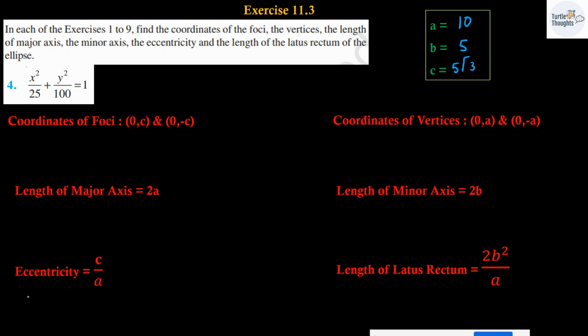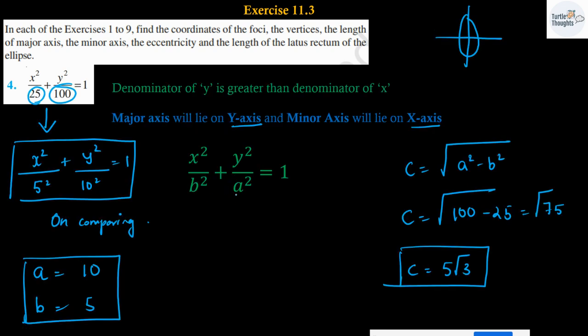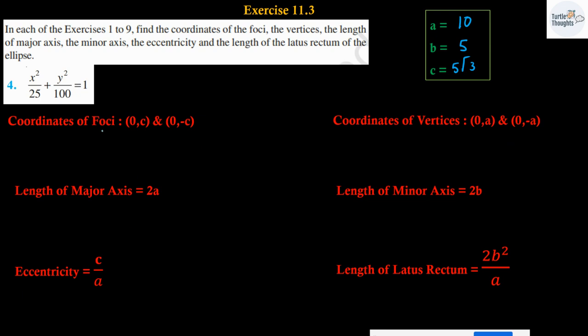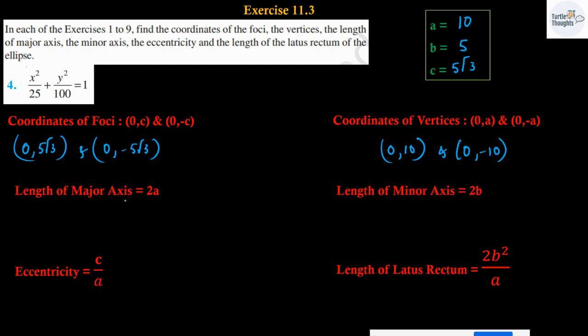The coordinates of the focus for the equation x square divided by b square plus y square divided by a square is equal to 1 are given by 0, comma c and 0, comma minus c. My answer is going to be 0, comma 5 root 3 and 0, comma minus 5 root 3. Coming to the coordinates of the vertices, it is going to be 0, comma a and 0, comma minus a. I can write 0, comma 10 and 0, comma minus 10. Length of the major axis is 2a. 2 multiplied by 10 is going to be 20 units. Length of minor axis is 2b. 2 multiplied by 5 is going to be 10 units.